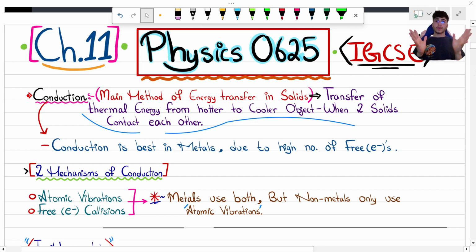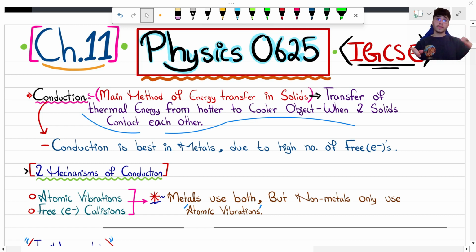Okay, in this video, we're going to go through some revision notes for Physics 0625 Cambridge IGCSE for topic 11, conduction, convection, and radiation, or methods of heat transfer in matter. So let's begin. To begin with, we have conduction.